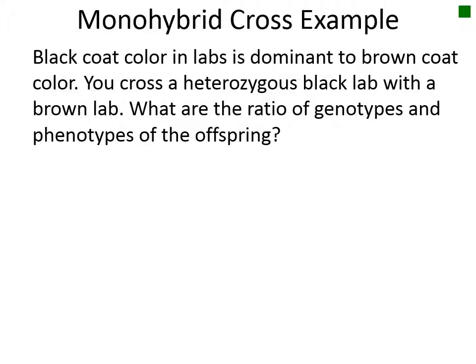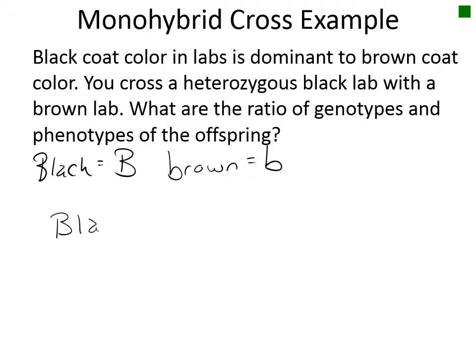When doing genetic problems, you always want to pull out the key pieces of information from the problem itself. Here we will write out that black will be represented by the dominant allele, while brown will be represented by the recessive allele. We'll then write the cross itself. We are crossing a black lab with a brown lab and fill in the genotypes. The problem tells us that the black lab is heterozygous, so he must have a dominant B and a recessive b, and the brown lab must be homozygous recessive in order to see the brown color.